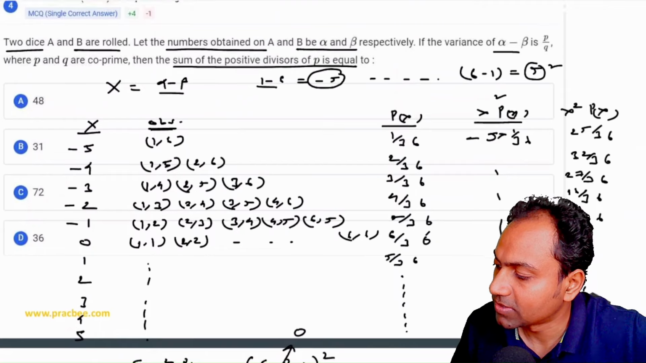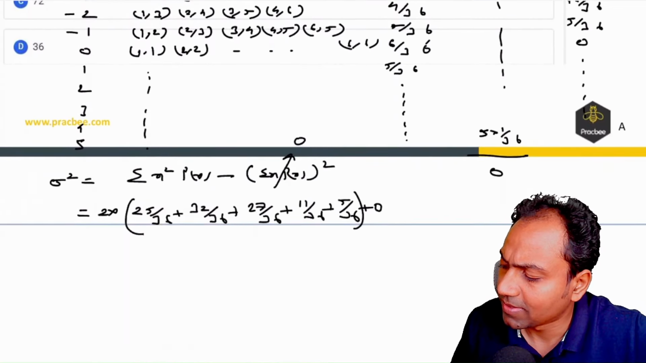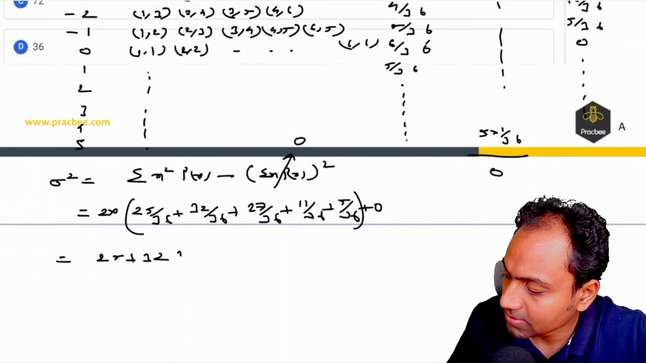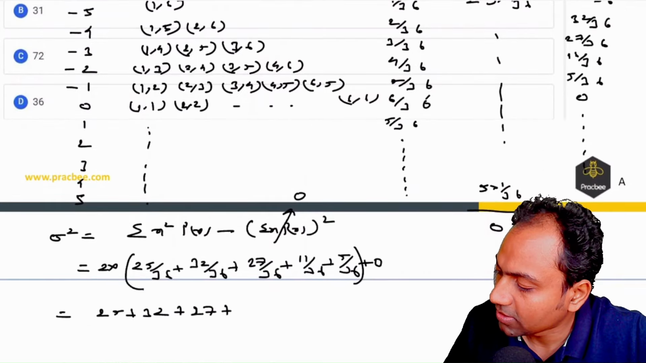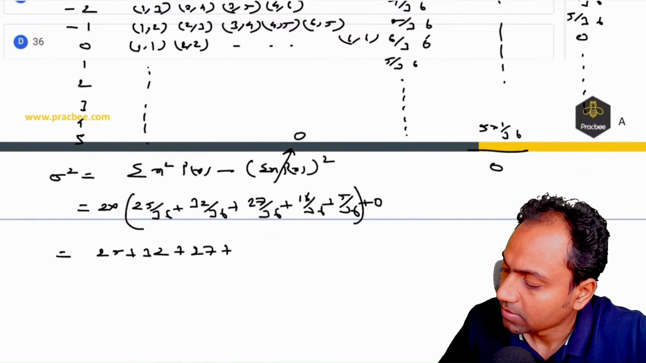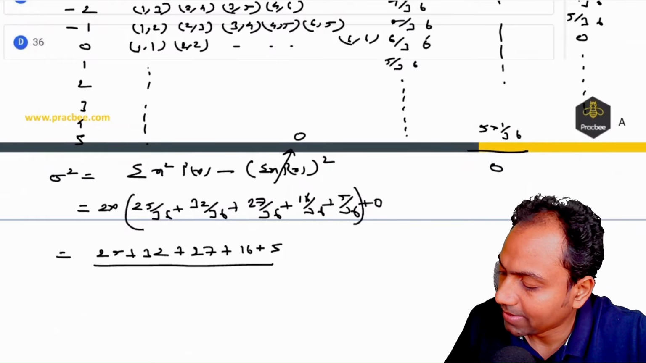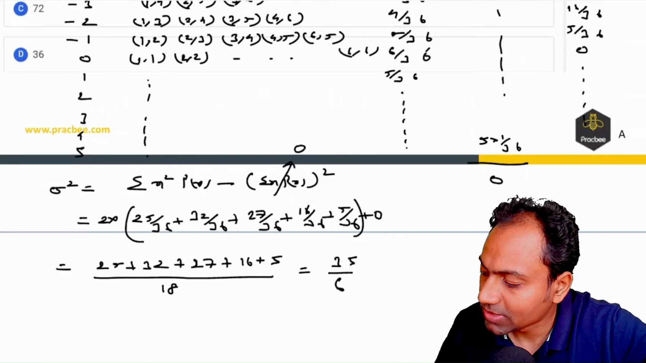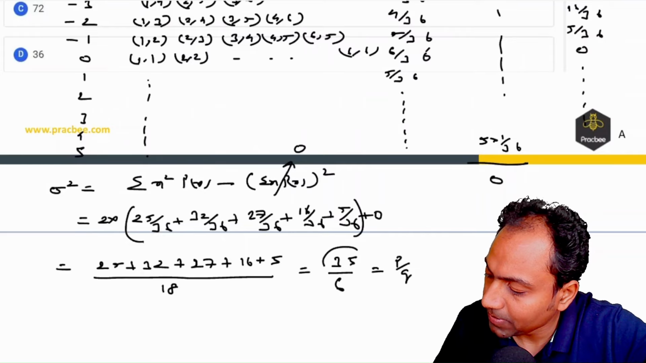Now what they are saying is basically the variance of this. The variance is nothing but sigma square. Now let us simplify this. So this becomes 25 plus 32 plus 27 plus, this is not 11 but 16, plus 16 plus 5 by 18. This is what we are getting. Now once we have got this value, the next part of the question says that this is nothing but p by q. So our P comes out to be 35.